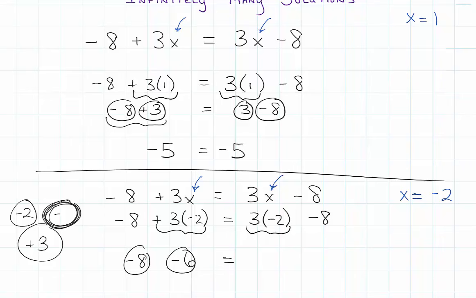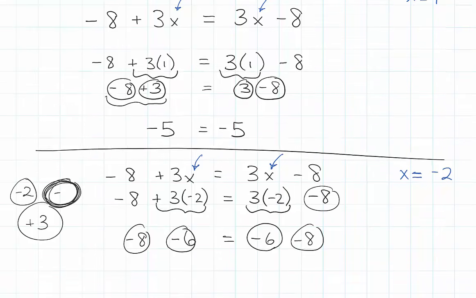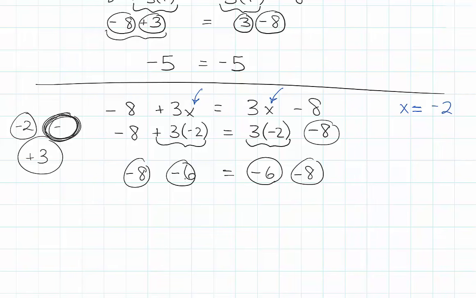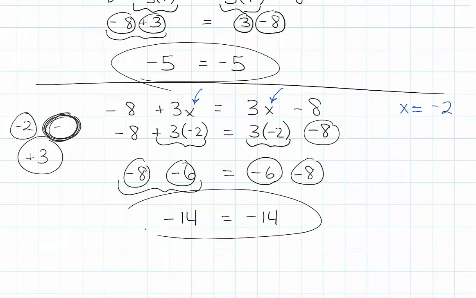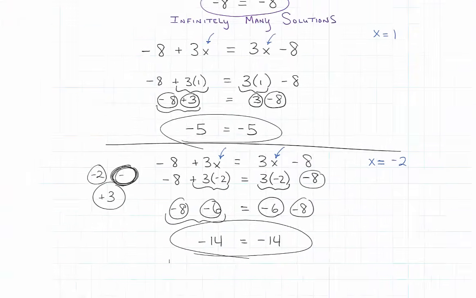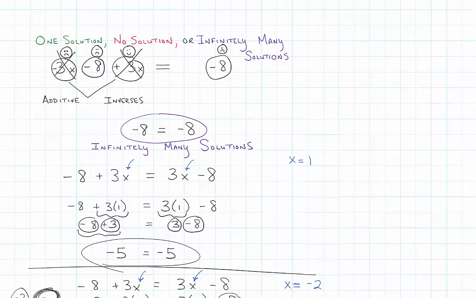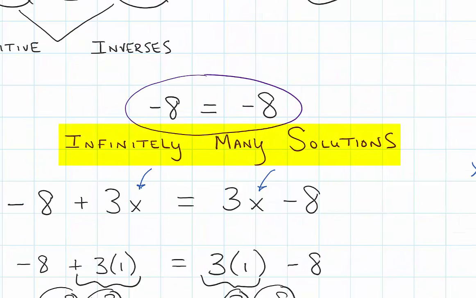Same thing on the right side. 3 times negative 2 is going to give me negative 6, and I still have this negative 8 here. Well, it's pretty obvious that the two numbers on the left side are the same as the two numbers on the right side, and when we put them together, they're all negatives, so we're going to get a total of 14 negatives on the left and 14 negatives on the right. So you can see it's going to come out to be the same number no matter what we substitute in for x. And when it comes out to be the same number every single time, we say that it's infinitely many solutions.